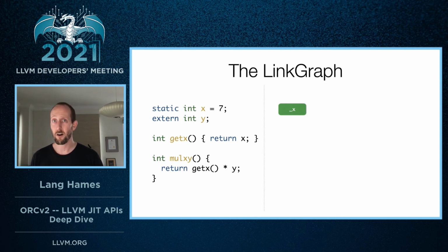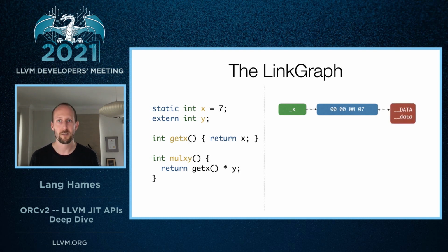Now, x is defined in this graph. So we also have a block node, which gives you the initial memory content for the symbol x. In this case, it's just the 32-bit value 7. And this is a variable, so it lives in the Mach-O data section. So these are the 3 nodes in a link graph: symbol nodes, block nodes, and section nodes.